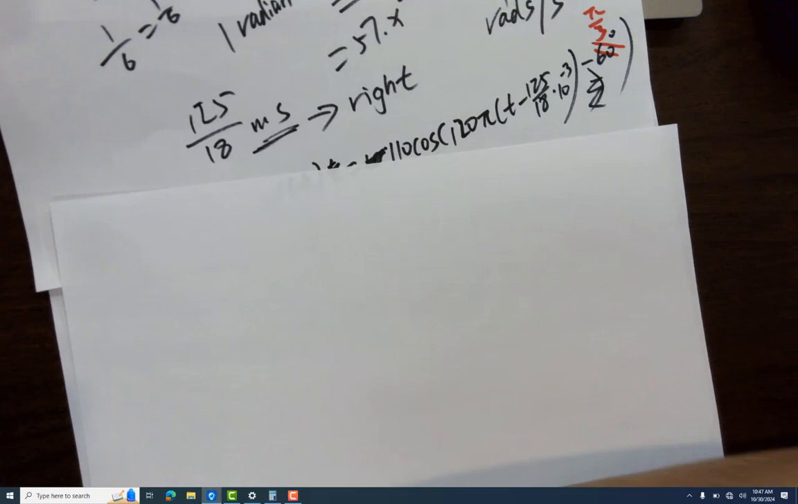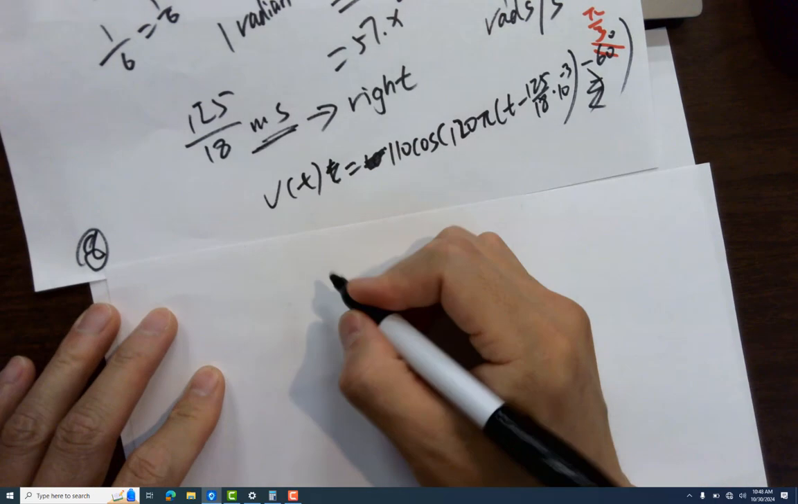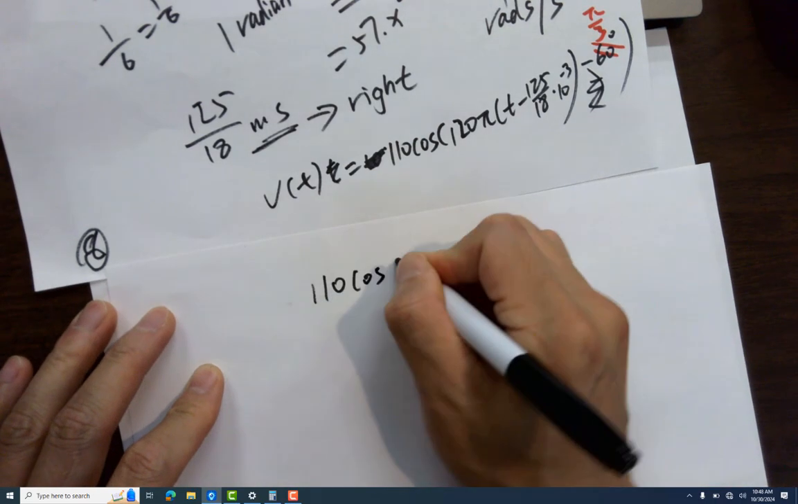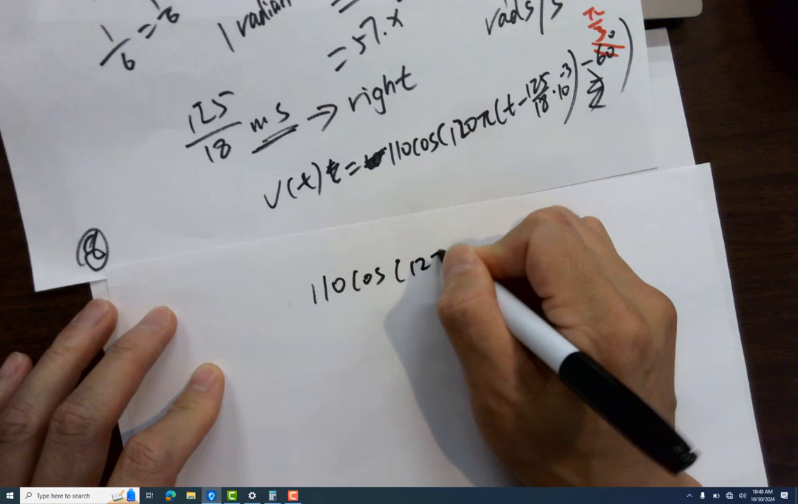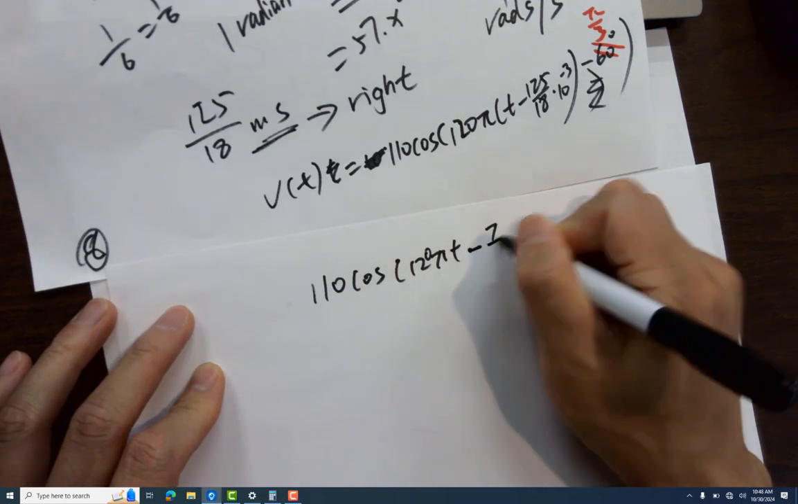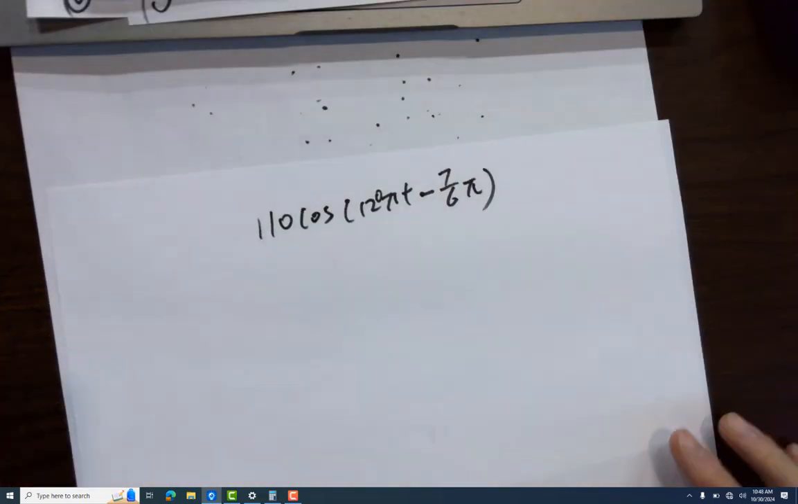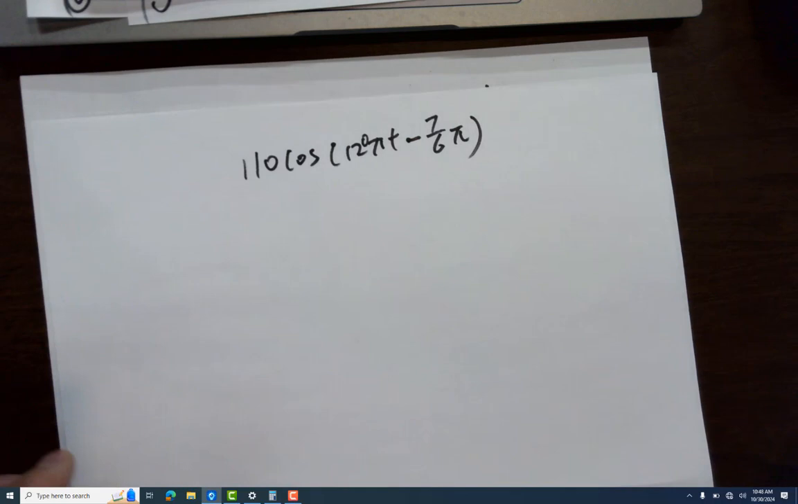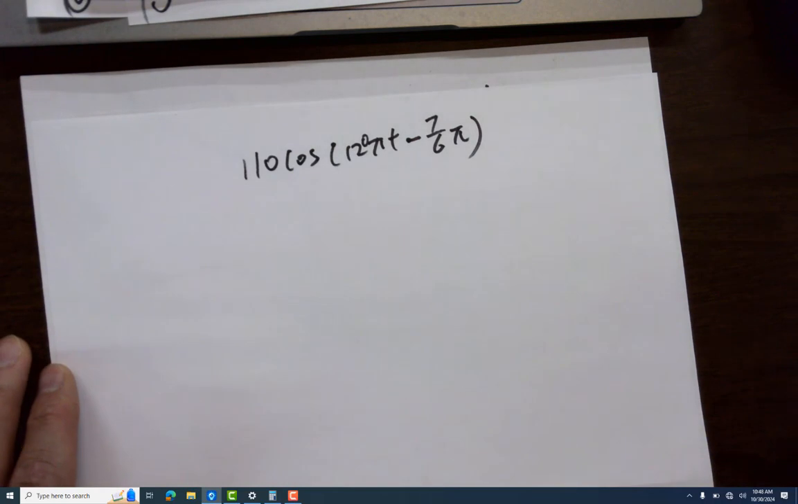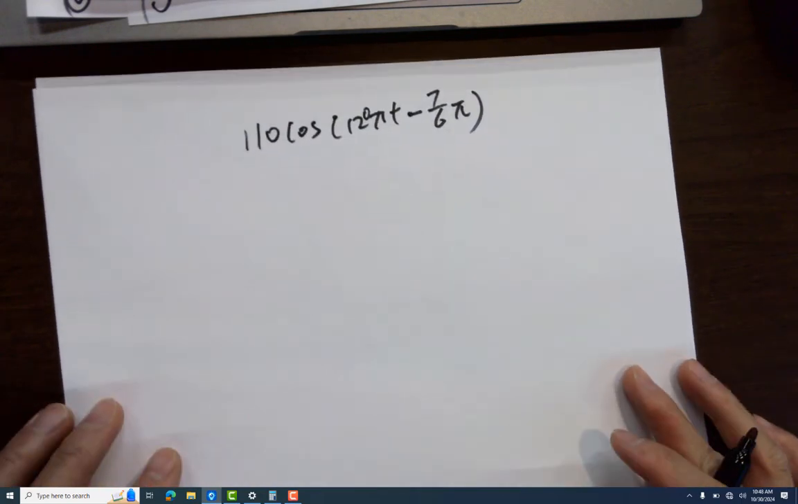I'll just tell you. So for example, eventually I'm getting 110 cosine(120 pi t minus 7 over 6 pi), okay? Both in radians, perfect. I was looking at the options or choices. Dr. Lee, none of them are correct. What can you do?